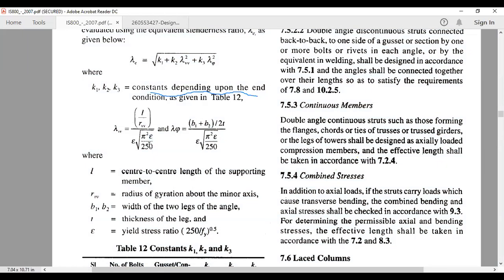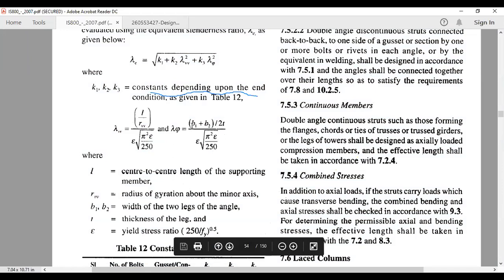Similarly, one more factor is lambda phi, which is equal to (B1 plus B2) by 2T divided by the same factor, epsilon, into the square root of pi square E by 250. Epsilon can be obtained as the square root of 250 by fy, whatever our yield stress is. If it is 250, epsilon comes out to be 1.0.